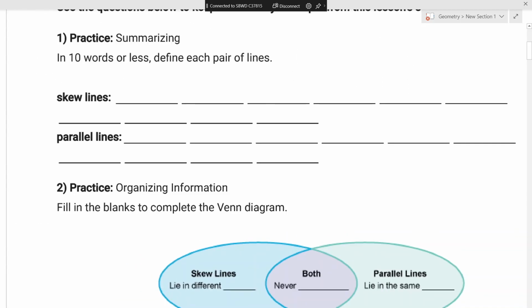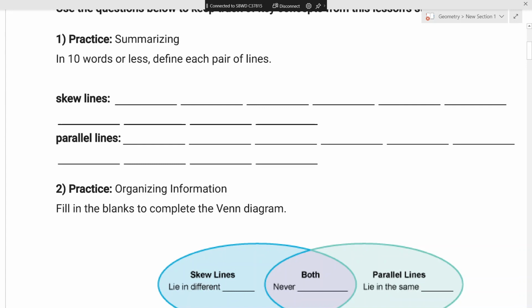Okay. So follow along with me here. You got these notes. Here we go. You ready?